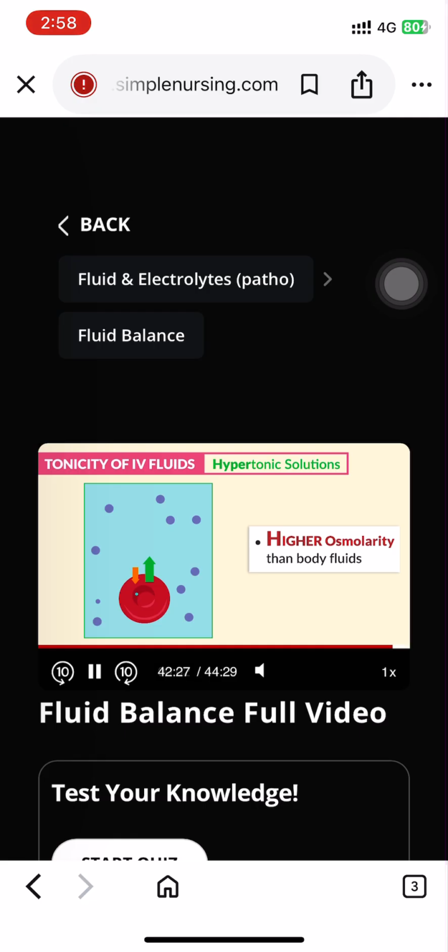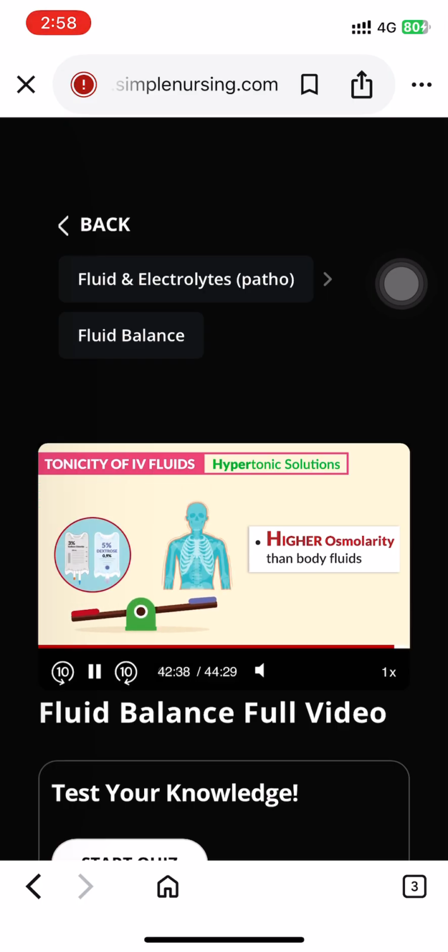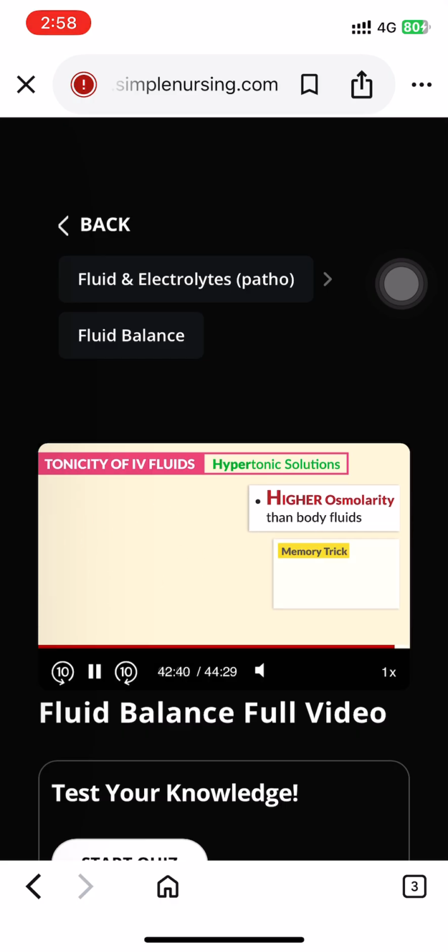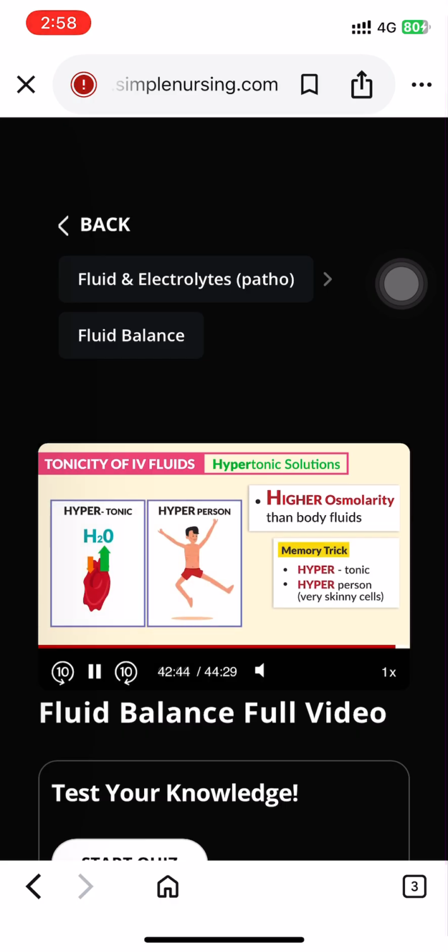So fluid is drawn out of the cell via osmosis to make balance, and this makes the cell skinny and dry, known as cellular dehydration. So these solutions have a higher osmolality than body fluids. So the memory trick here, hypertonic, think of a hyper person who is very skinny. So that hyper person with very skinny cells.